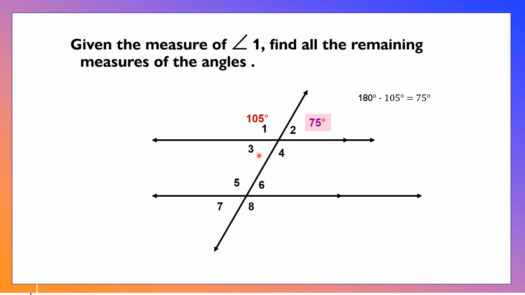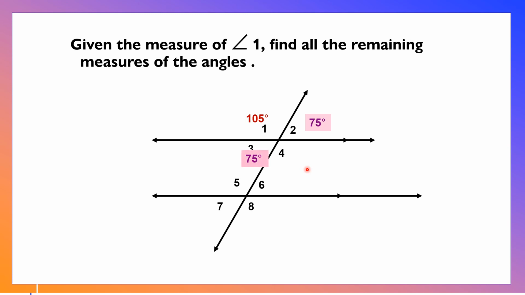Next, angle 3 is equal to 75 degrees. So bakit siya 75 degrees? Kasi si angle 2 at saka si angle 3 ay vertical angles. Pag sinabi natin vertical angles, they are congruent. So, pareho yung measures nila.